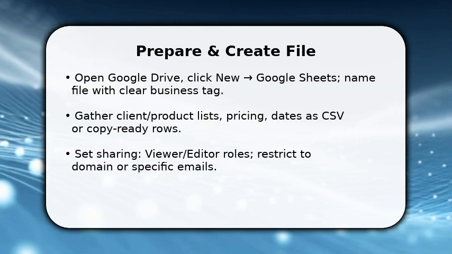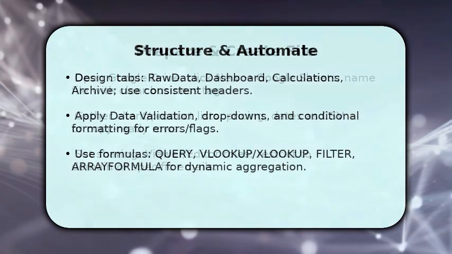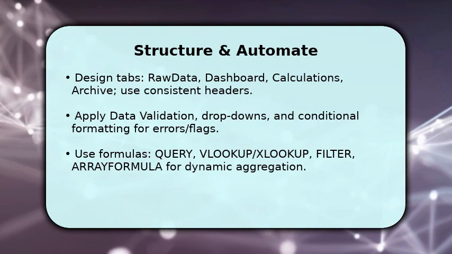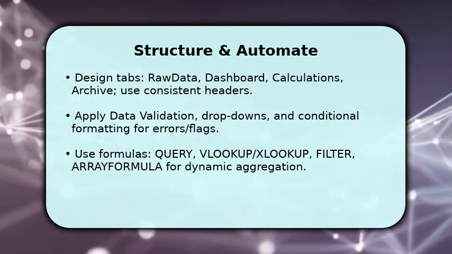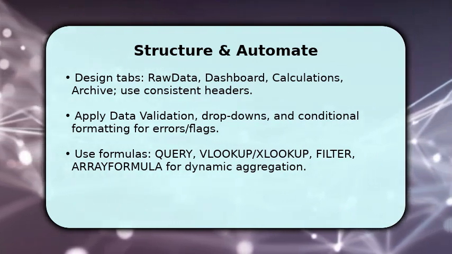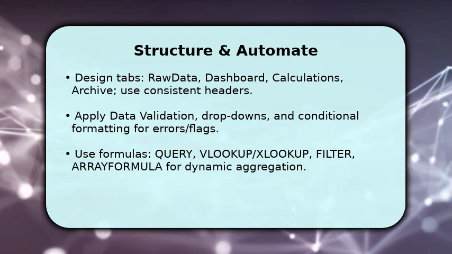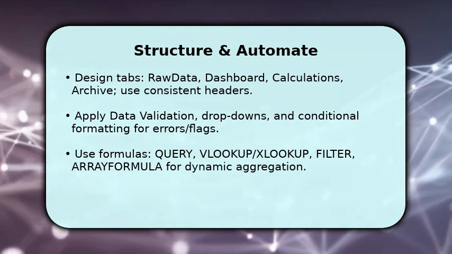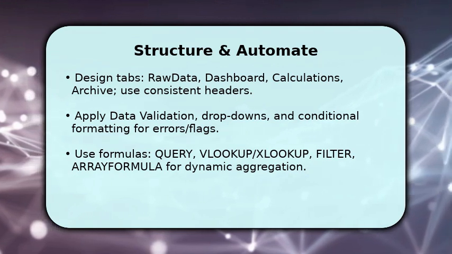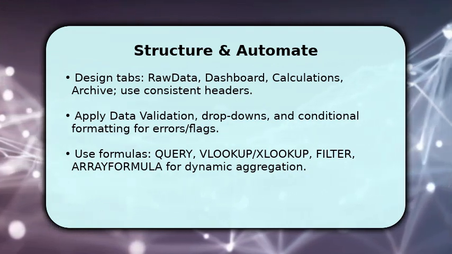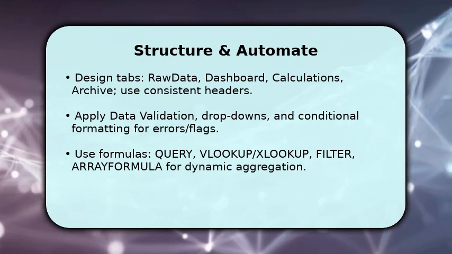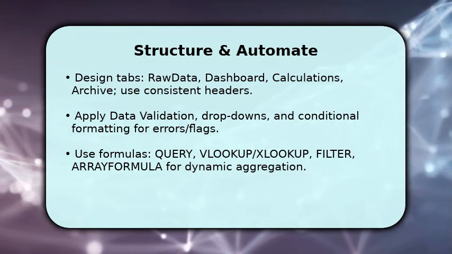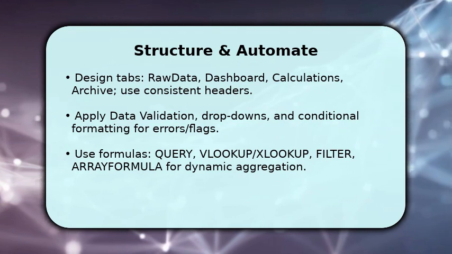Next, you build structure and automation so the sheet scales. Create separate tabs for raw data, calculations, dashboard, and archive. Consistent headers let formulas run reliably. Once done, add data validation and drop-downs to reduce entry errors, and conditional formatting to flag outliers. Then implement query or filter for dynamic tables, XLOOKUP or VLOOKUP for joins, and array formula to fill columns automatically.